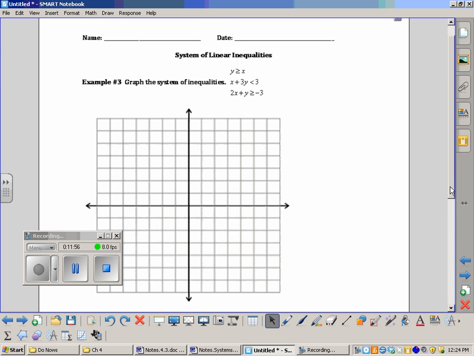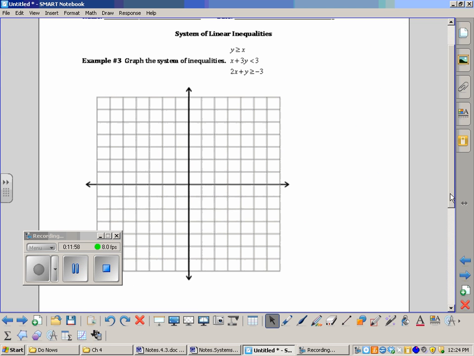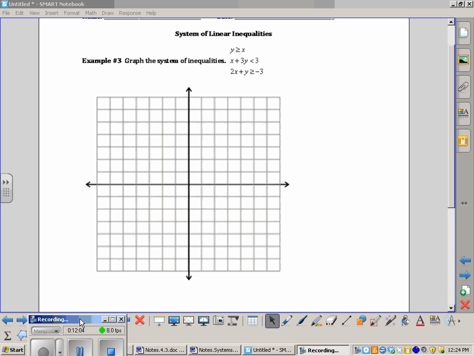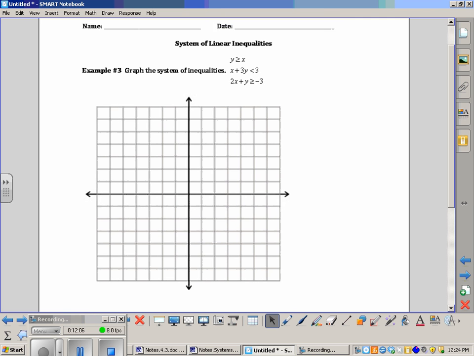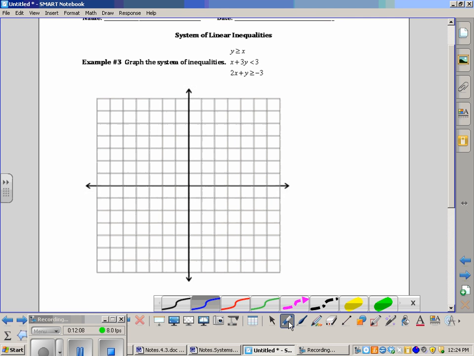Let's go to number 3. So y is greater than or equal to x. Okay, that one I think should be relatively straightforward. This is like graphing y equals x. So if I graph y equals x, let's put in a bunch of points. Okay, that's a solid line. There's the line y equals x.